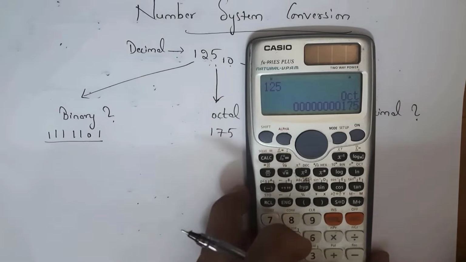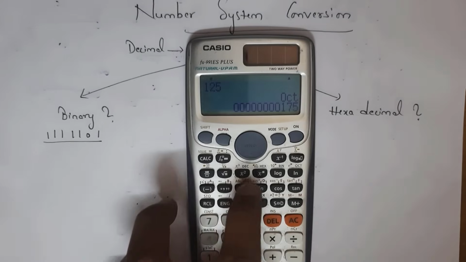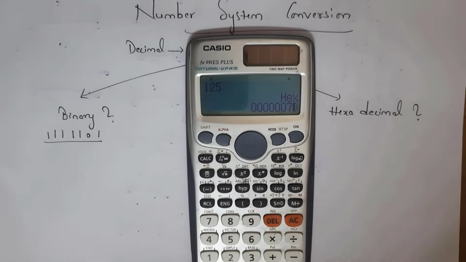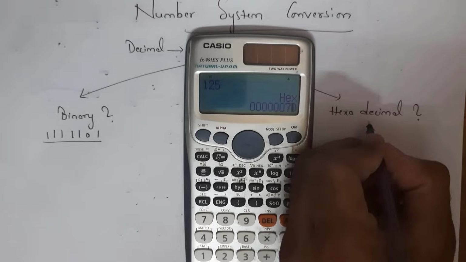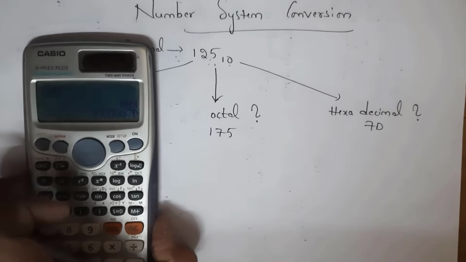If you want to convert this 125 into hexadecimal, then just click here. Here you can see hexadecimal button. Just click on it. Answer is 7D. This is how we convert decimal number into binary, octal and hexadecimal.